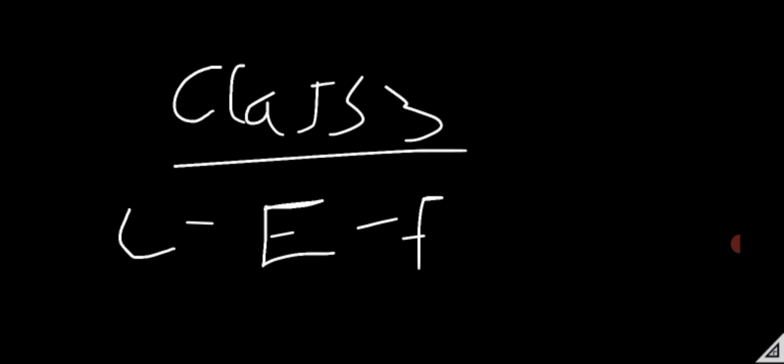Since we are done with this, the next type of machine we will look into is called the class 3 lever. What is the class 3 lever? In this case, the effort is between the load and the fulcrum. The effort is between the load and the fulcrum. Examples of this class 3 lever is the human hand.